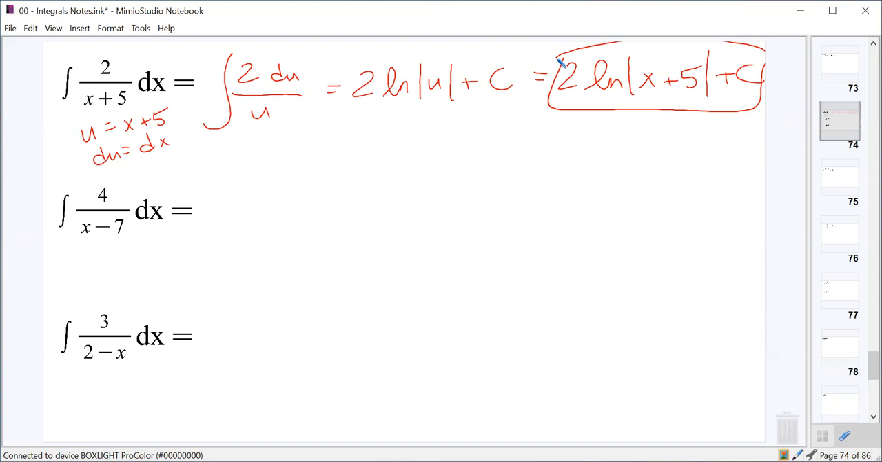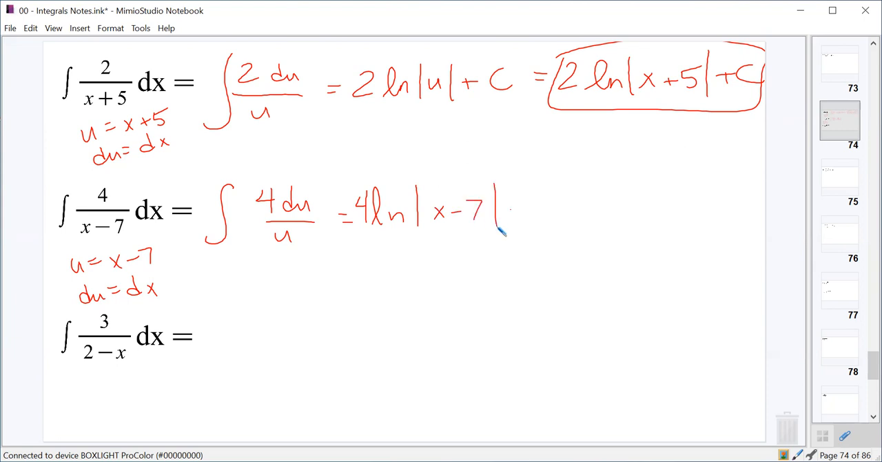So if we look at this next one, we can see that this is going to be u equals x minus 7, where du is again just dx. So this becomes an integral of 4 du over u. So we'll have 4 natural log absolute value of u plus our constant, where u is just x minus 7. So I don't really need to write out that intermediary step where I just have the u inside the absolute value.